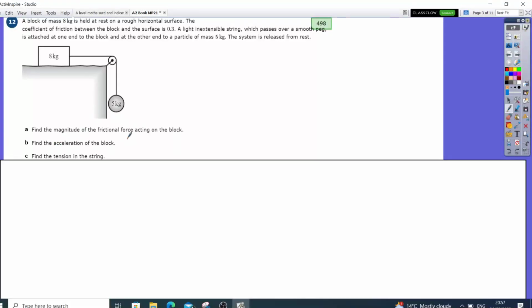Hello everyone and welcome to this question. Let's have a quick read of this. It says a block of mass 8 kg is held at rest on a rough horizontal surface, which is here.